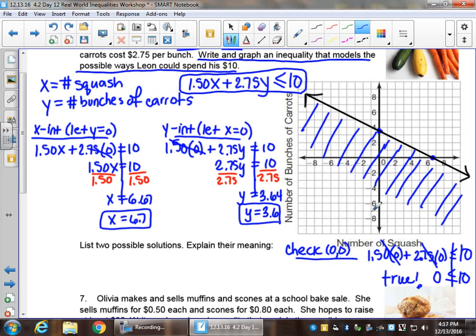But again, I can't have negative squash, right? X represents the squash. I can't have negative squash. I can't have negative carrots. So the real world answer here is just, oops, too big, just this part. So take your highlighter, make this section stand out to you.